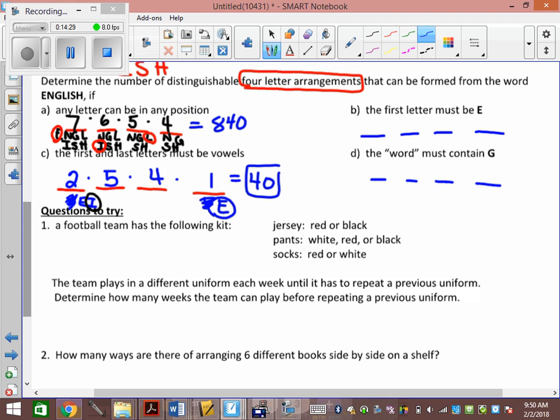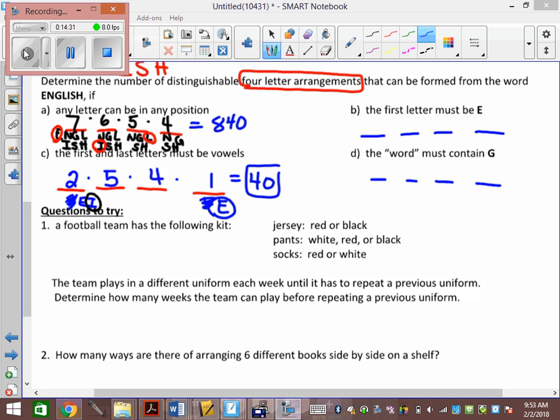Try these ones out. First letter must be an E. How many options? 1, then? Which is 120. Okay, the word must contain a G. So where could the G be? In the first blank? Or the second blank? Or the third blank? Or the fourth blank? So we actually have to, how many cases? 4.